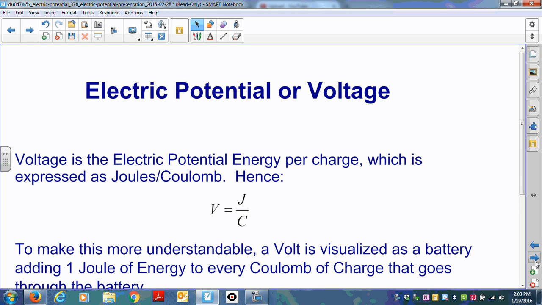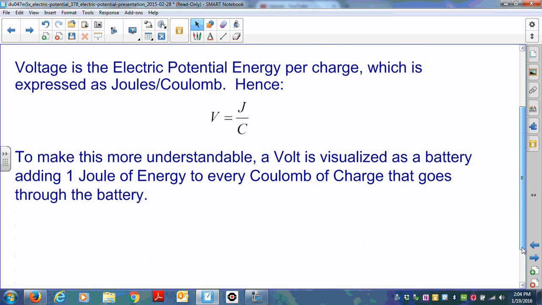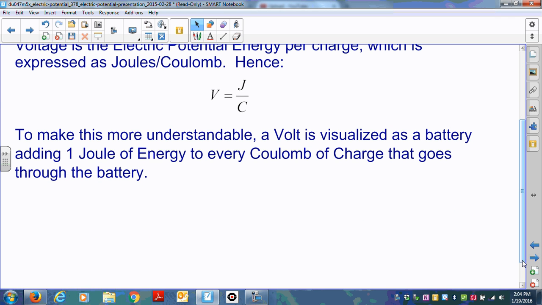Voltage is the electric potential energy per charge, which is expressed in terms of joules and coulombs. The units of a volt are joules per coulomb. To make this more understandable, a volt is visualized as a battery adding 1 joule of energy to every coulomb of charge that goes through the battery.